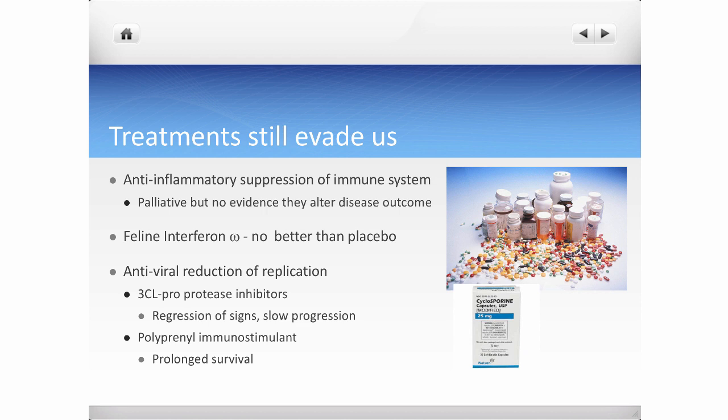A cure certainly evades us. There is no cure. It is still a terminal disease. There are some palliative treatments that are out there, and all of these are somewhat experimental, or entirely experimental. But the goal is looking at suppressing the immune system response to the virus in any of these treatments. None of them have been curative. Several of them have been palliative. So in particular, the PIP, the polyprenyl immunostimulant, has shown that it can prolong survival of affected cats and reduce their clinical signs over time. The 3CL-Pro protease inhibitor also has shown that it will cause regression of some signs and slow progression.